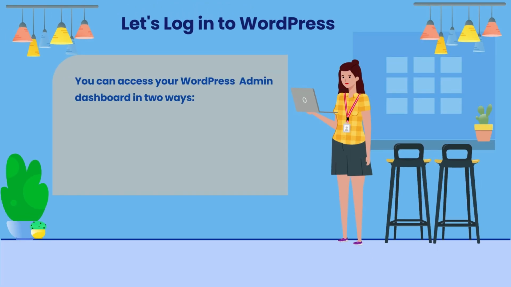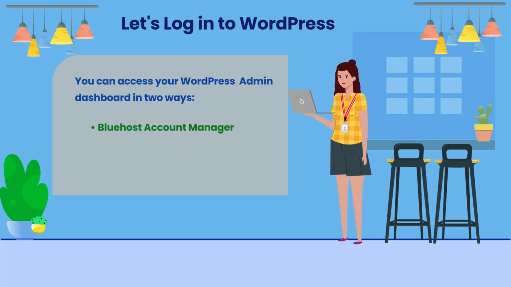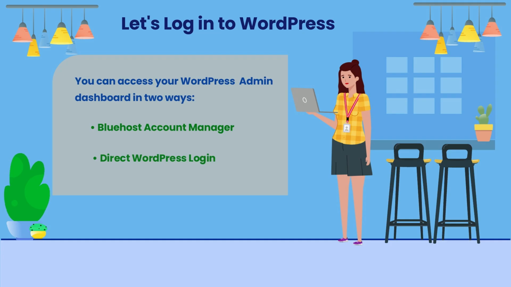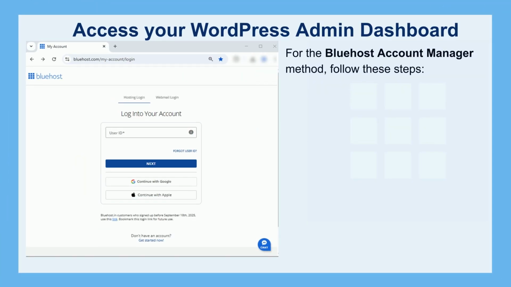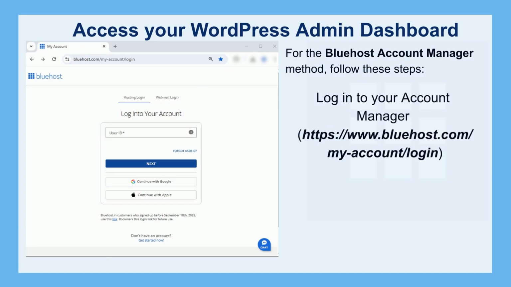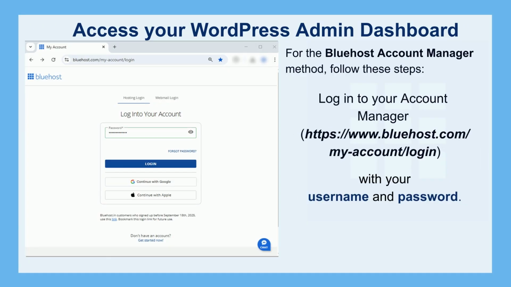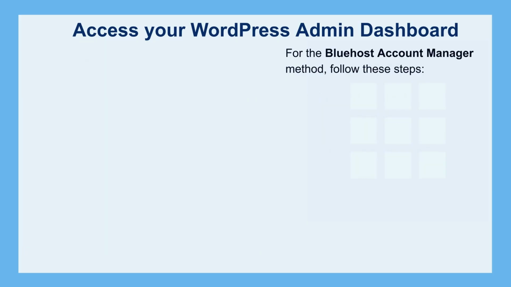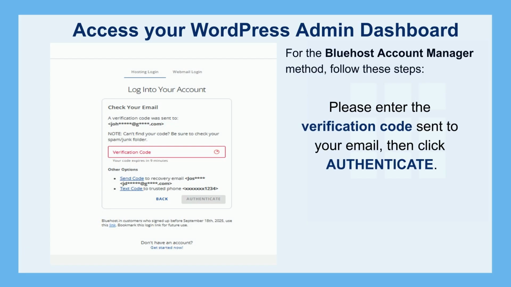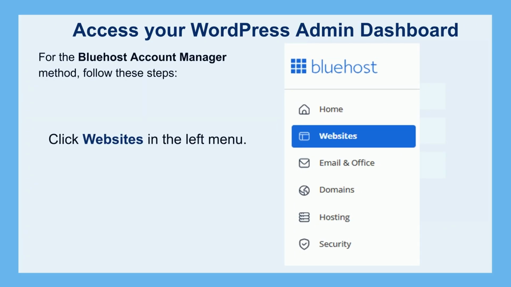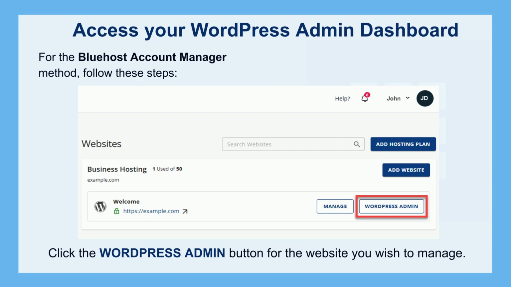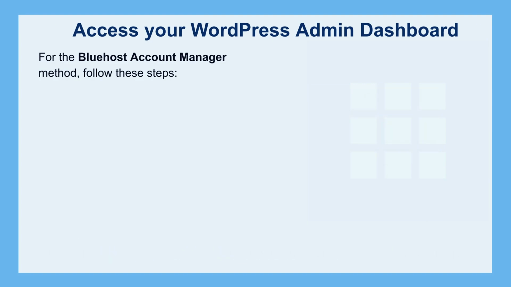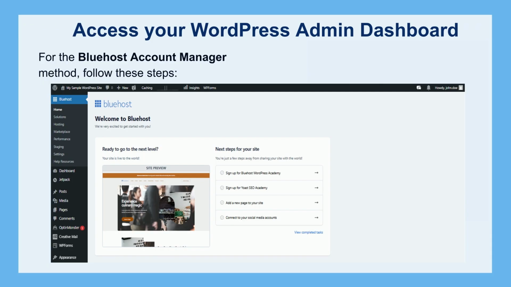You can access your WordPress dashboard in two ways: through your Bluehost account manager or through direct login to WordPress. For the Bluehost account manager method, please follow these steps. Log into your Bluehost account manager with your username and password. Please enter the verification code sent to your email and click Authenticate. In the Account Manager, click Websites in the left menu. Click the WordPress admin button for the website you wish to manage. Your WordPress dashboard will open in a new tab.